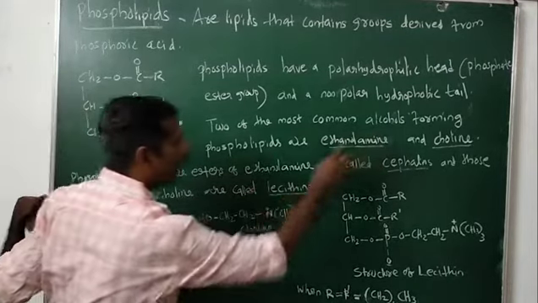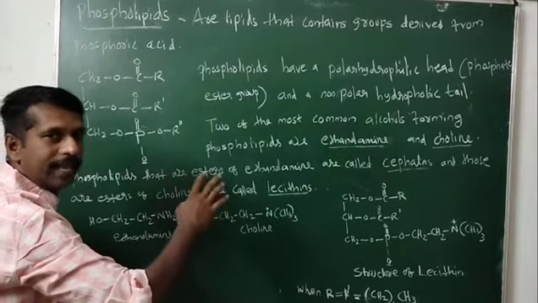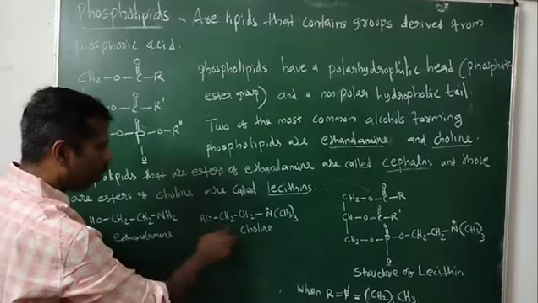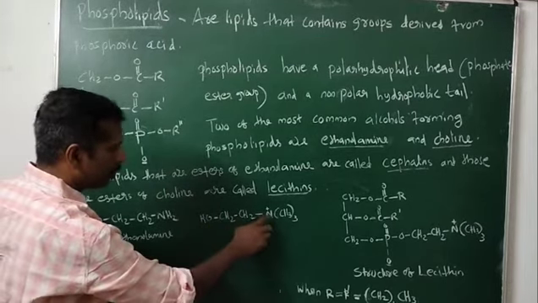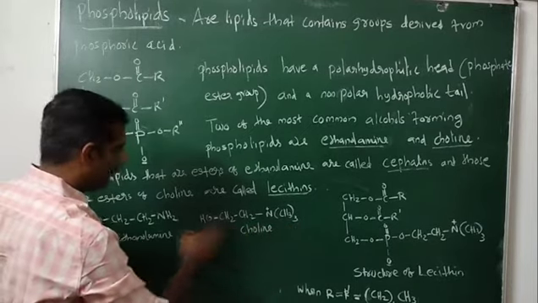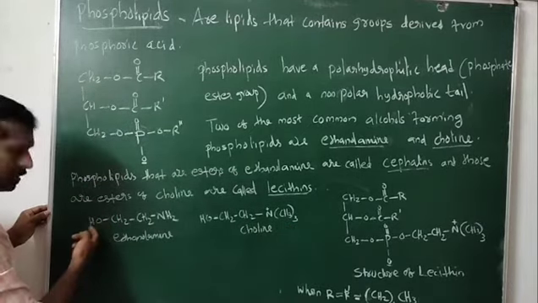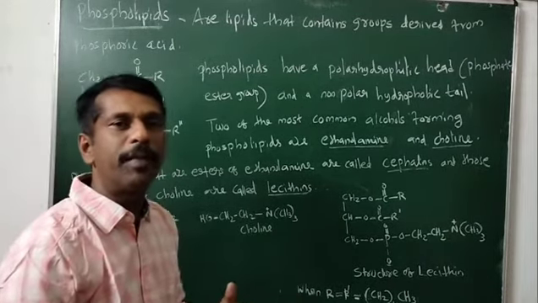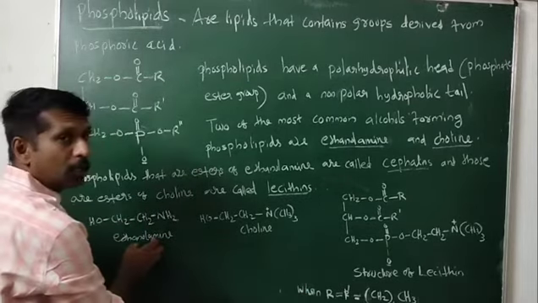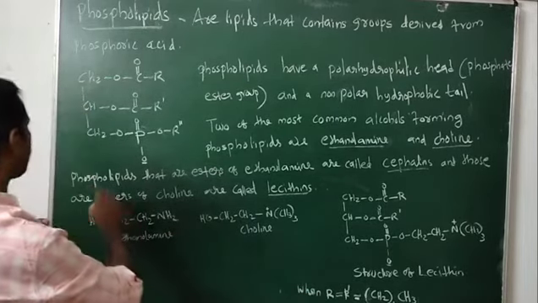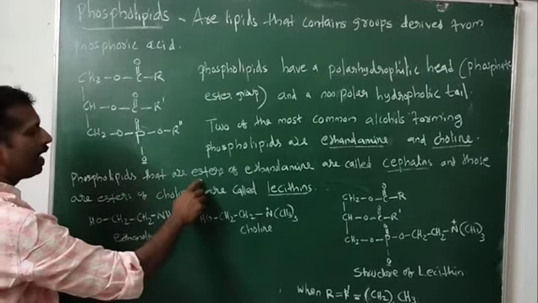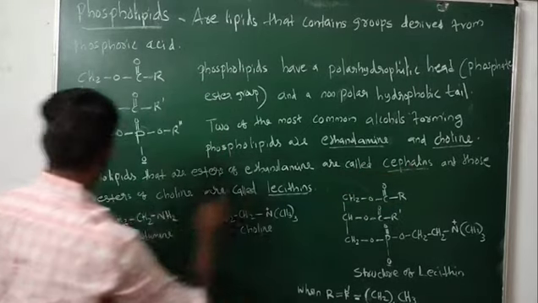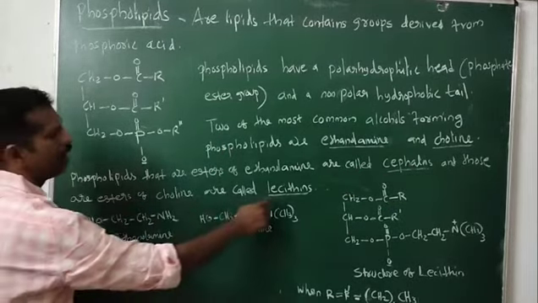And another alcohol which takes part in the formation of a phospholipid is choline. What is the formula of choline? Choline, HOCH2CH2N(CH3)3. This is choline. These are the alcohols, the most common alcohols taking part in the formation of phospholipids: ethanolamine and choline. Phospholipids that are esters of ethanolamine are called cephalins, and those that are esters of choline are called lecithin.